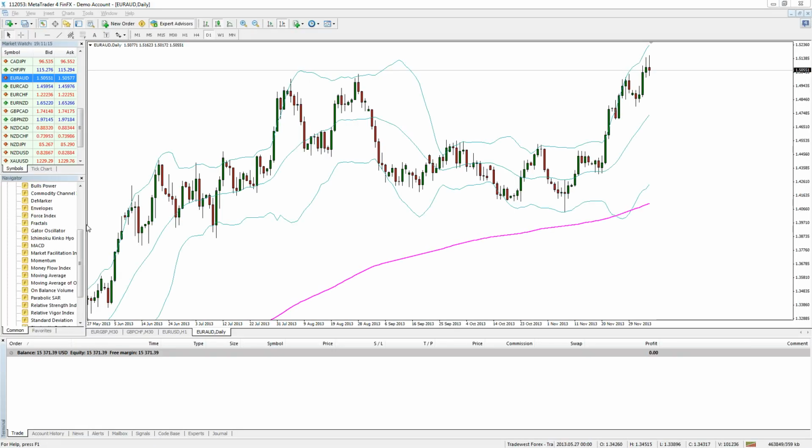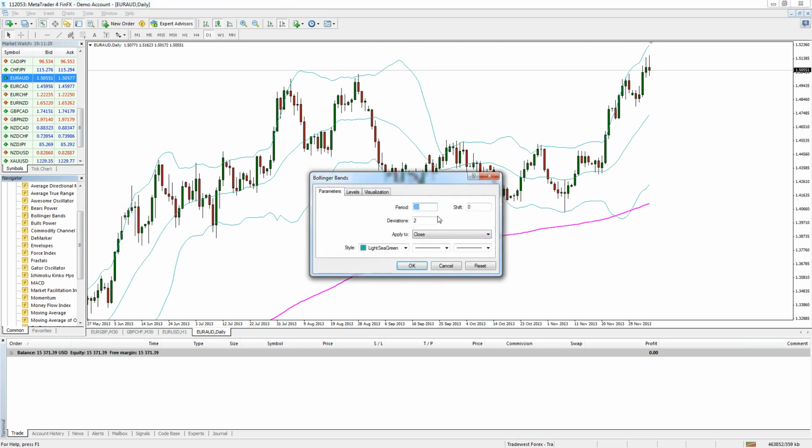Okay, so if you're using MetaTrader or whatever platform it is, you're just going to go into your indicator list, and it might be called bands or Bollinger Bands or BB, depending on what platform you're using. You just double click on that, bring it onto your chart, and there's your settings. 20 for the period, 2 for the deviations, apply to close. If your defaults are different for your broker, just change them to these settings. Okay, we're going to leave everything else the same.